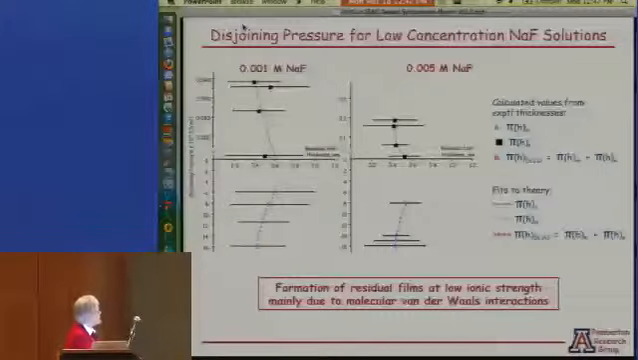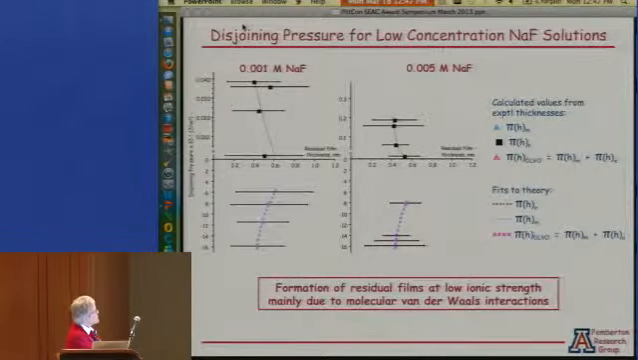And to make a long story short, for low ionic strengths, the majority of the contribution to the disjoining pressure is from the van der Waals, molecular, intermolecular forces. The magnitudes of the electrostatic repulsive forces are comparatively very small, and so the DLVO, the sum of the two, is dominated by molecular forces at low ionic strengths.